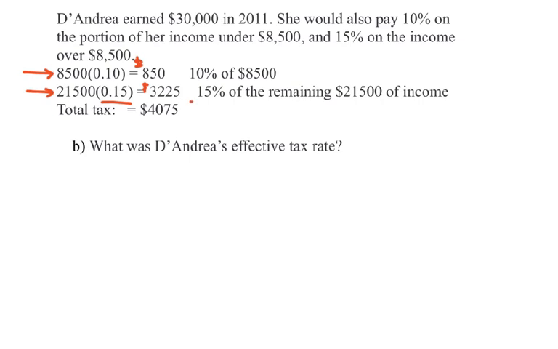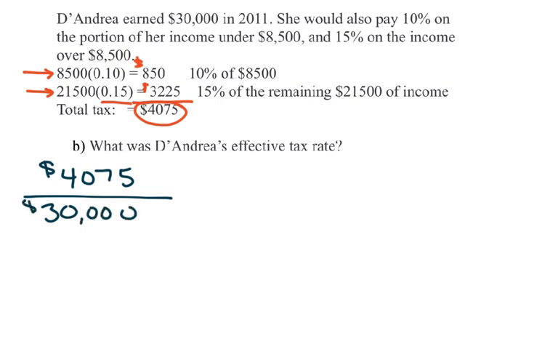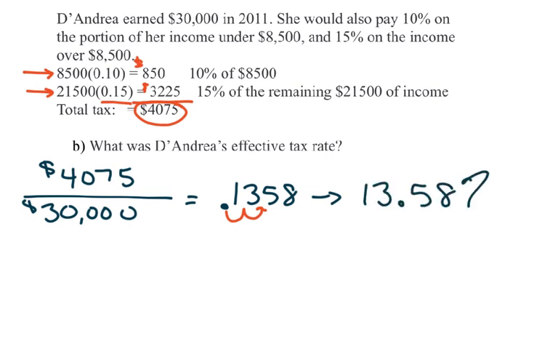Now, adding those two amounts of taxes together gives us her total taxes of $4,075. Now, what was DeAndrea's effective tax rate? We take her total amount paid, $4,075. We put it over her total earnings, $30,000. We divide that on our calculators, and we get 0.1358. Move our decimal place over twice to get our percentage, 13.58% effective tax rate for DeAndrea.